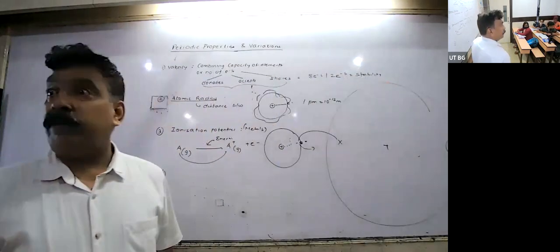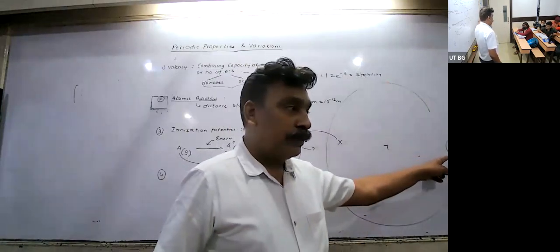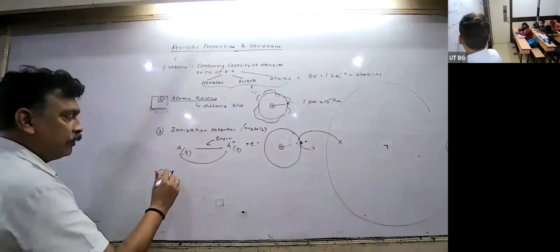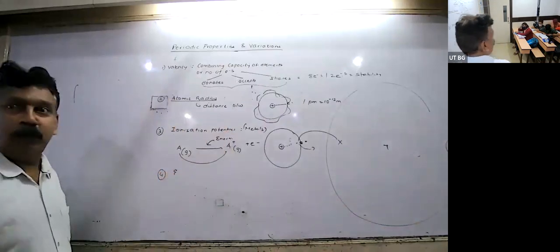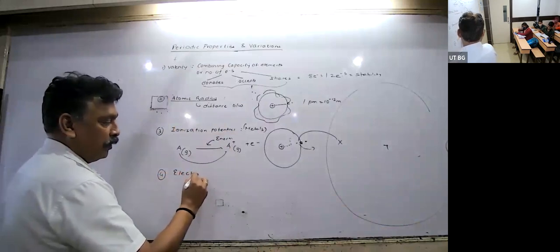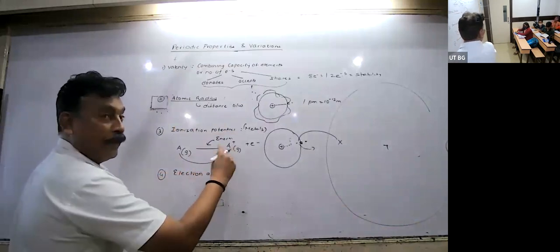तो जितना atomic size बढ़ता है, उतना ionization potential low होगा. Remember. Okay? So this is what is, then you will say, sir, metals के लिए है. What about non-metals? Non-metals के लिए electron affinity है. What is electron affinity? Now this is an endothermic process.